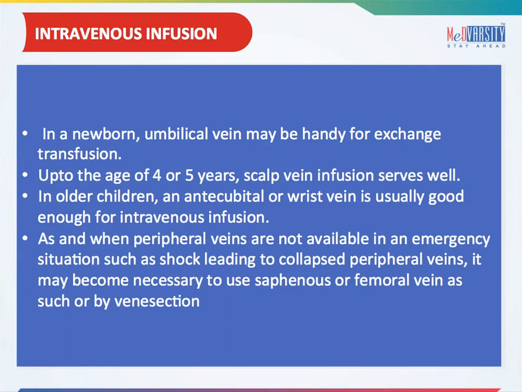Intravenous infusion. In a newborn, umbilical vein may be handy for exchange transfusion. Up to the age of 4 or 5 years, scalp vein infusion serves well. In older children, an antecubital or wrist vein is usually good enough for intravenous infusion.